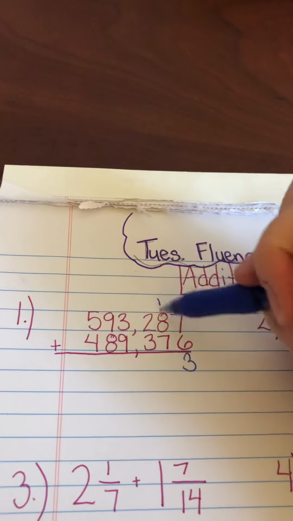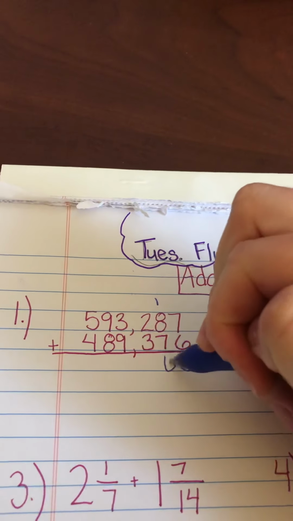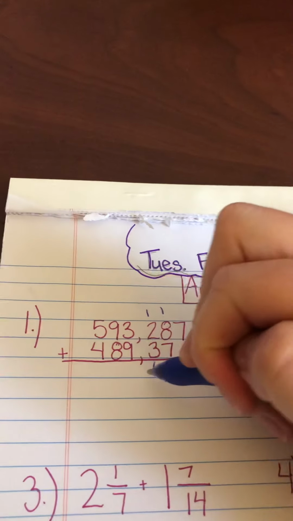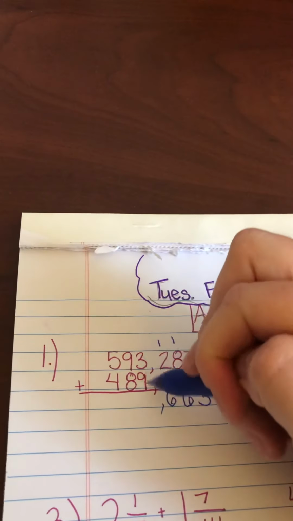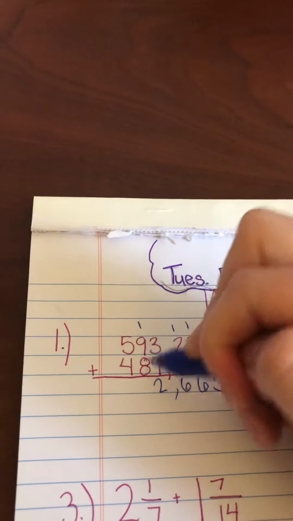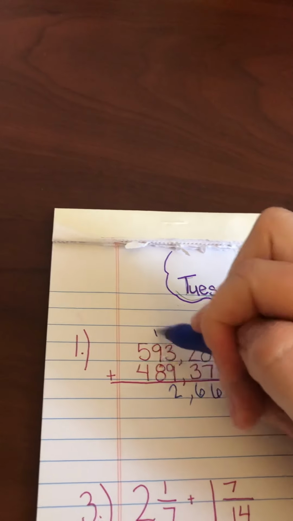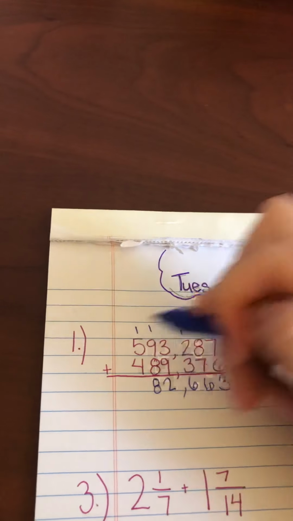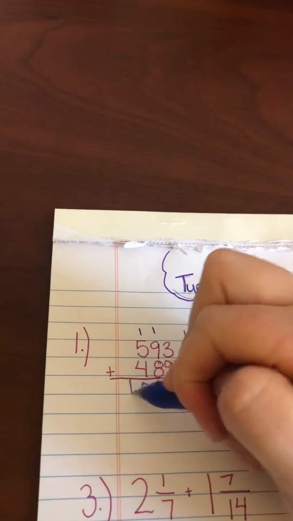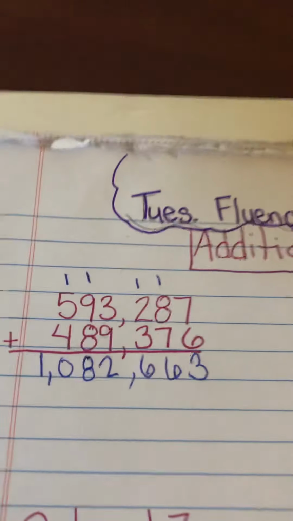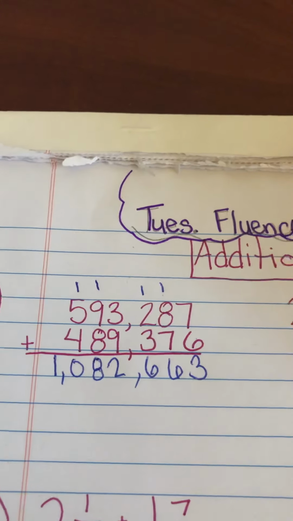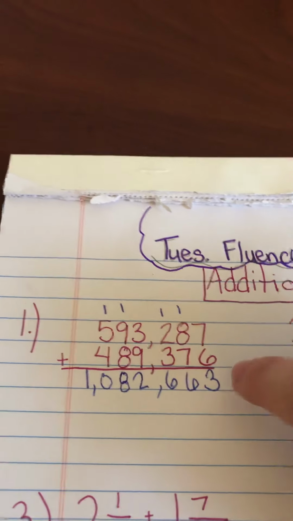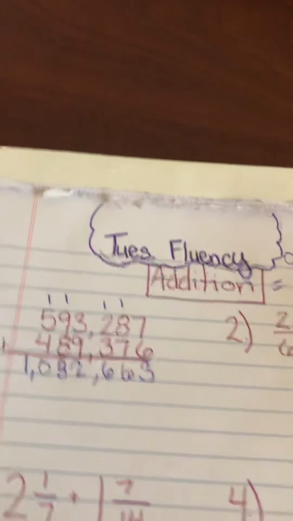And the way I look at this is 8 and 8. 3 and 3. 9 and 3. 9, 8, 1. So see, I tell you guys this all the time. I always make tens. So your sum should be 1,082,663. Don't forget to be saying these numbers out loud.